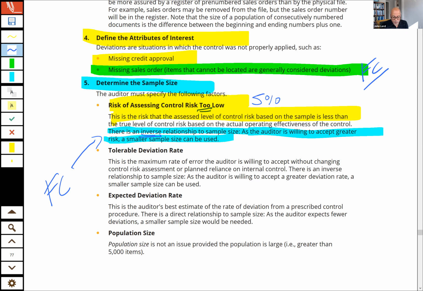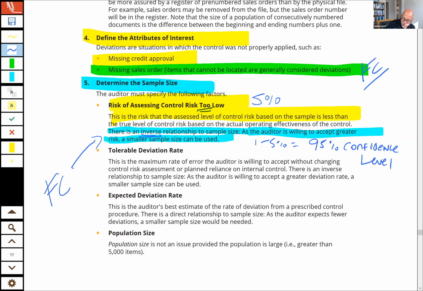Now, when you see this, often we'll say, okay, we'll take a 5% risk of assessing control risk too low. That means we want to be 95% sure that we are correct. So we often call that confidence level. So we'll take 1 minus 5%. Okay, 5% chance that we will draw the wrong conclusion, meaning we want to have what? A 95% confidence level.